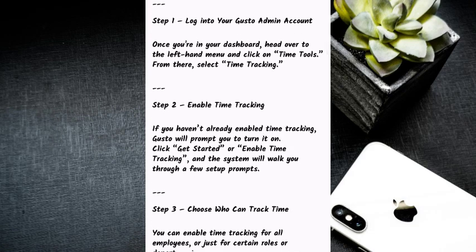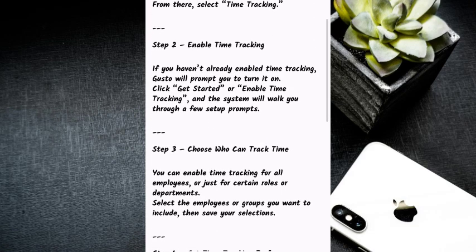Step 3. Choose who can track time. Now, you can enable time tracking for all employees or just for certain roles or departments. Go ahead and select the employees or groups that you want to include, and then save your selection.